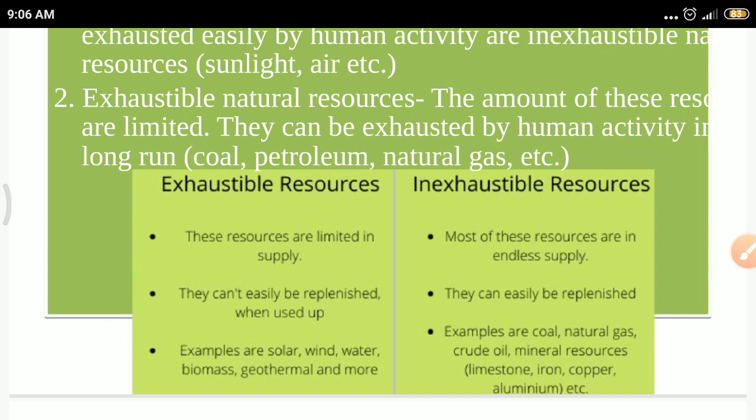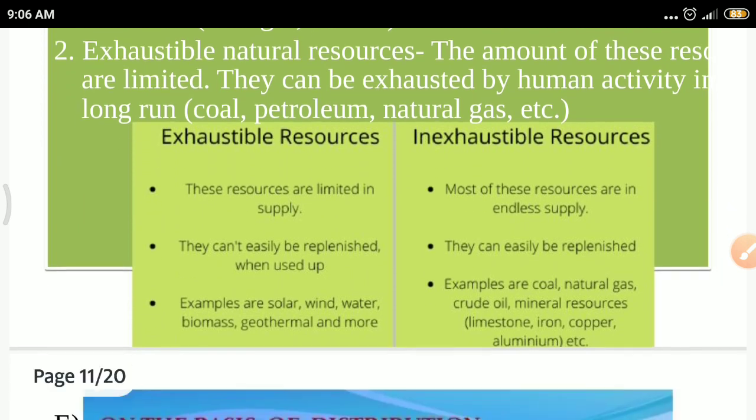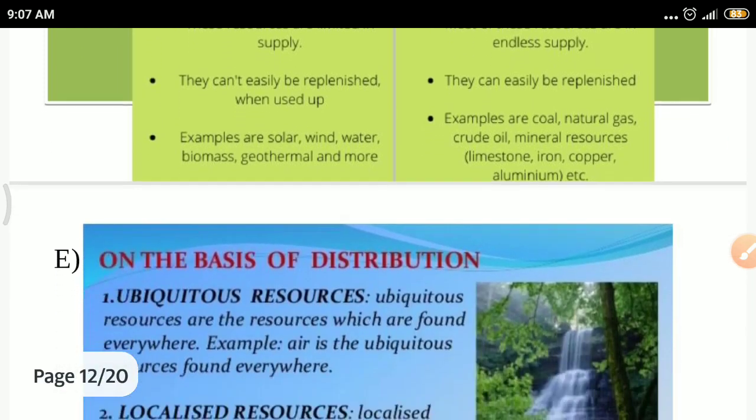It requires several years of time. But inexhaustible resources can be easily replenished. The examples that we learn about exhaustible resources are biomass, geothermal energy. These are the examples of exhaustible resources. Inexhaustible resources, these are the natural gases, minerals, so ions. So they can be converted from one form into another form. So that's why these resources are inexhaustible resources.